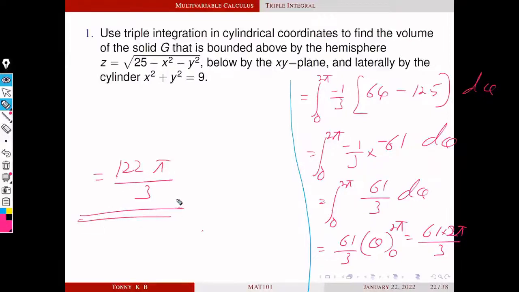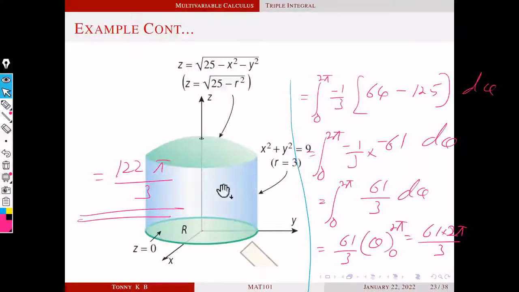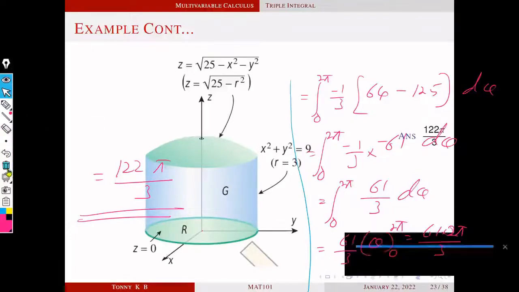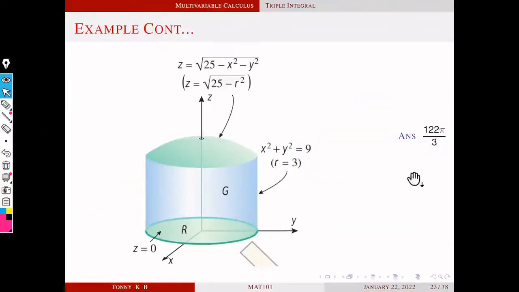So this is the volume of this solid. Okay. So this is the volume of this solid, 122 pi by 3. Yes, 122 pi by 3.